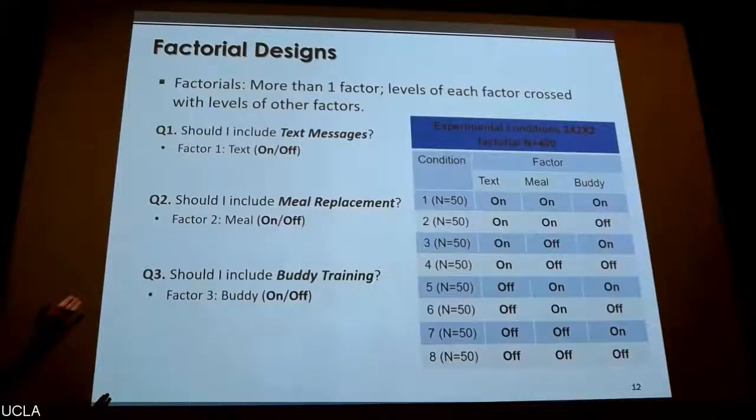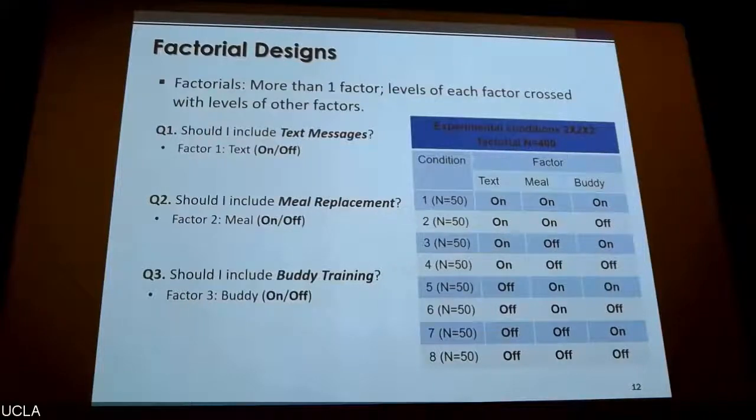So 8 experimental conditions. See, condition number 1, people will get everything. Condition number 2, they're only going to get text messages and meal replacement. Number 3, they're only going to get text messages and body training. Condition number 8, they're not going to get anything. Again, the poor people. So let's assume that I have funding to conduct a trial with 400 people. Again, I will randomize them equally to these 8 cells. So now I will have 50 people in each cell. So far, so good? Makes a lot of sense.